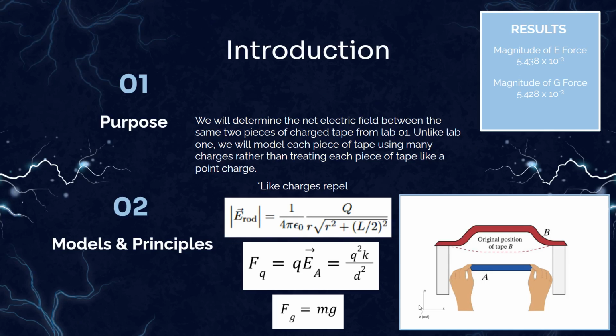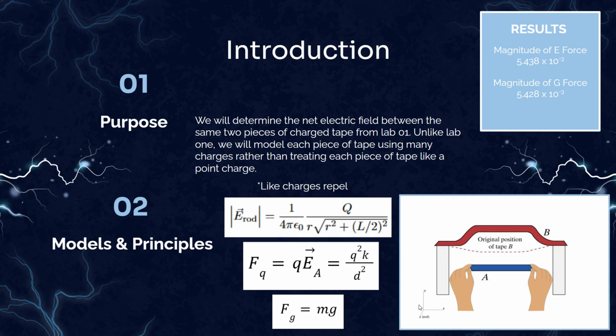The purpose of this lab is similar to the last lab, although now we're using the charge that we got from the last lab to determine the net electric field between the same two pieces of tape. And rather than modeling each piece of tape as a point charge, we're going to model it as a series of many, many charges. The equations that we're using are the same, although now we're adding the equation for the magnitude of the electric field of a rod, which is equal to kq over r times the square root of r squared plus (L over 2) squared, where L is the length of the rod.